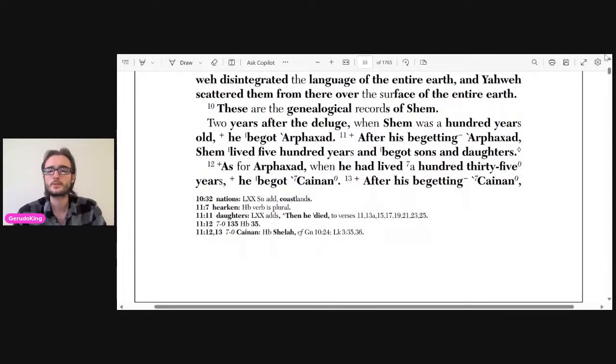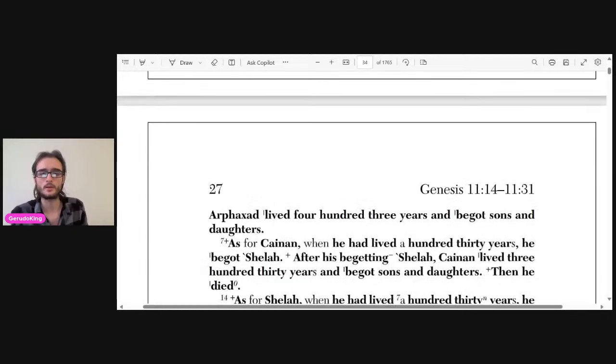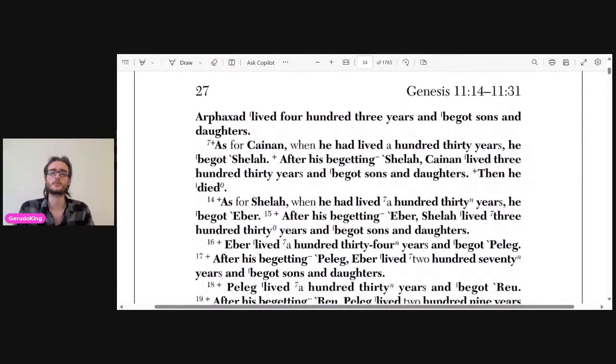These are the genealogical records of Shem. 2 years after the deluge, when Shem was 100 years old, he begot Arphaxad. After his begetting Arphaxad, Shem lived 500 years and begot sons and daughters. As for Arphaxad, when he had lived 135 years, he begot Canaan. After his begetting Canaan, Arphaxad lived 430 years and begot sons and daughters.